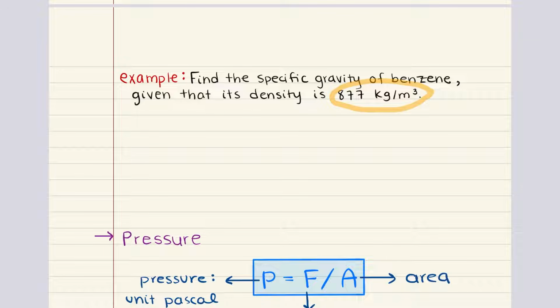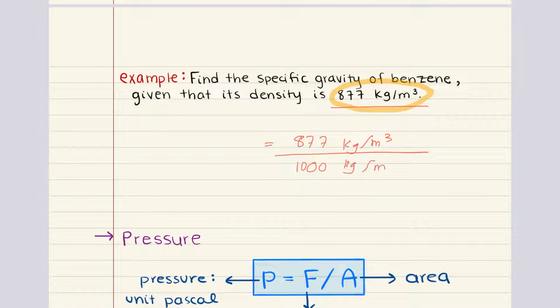meter. Now, the ratio of the density of benzene to the density of water, that's going to give us our specific gravity. We're given the density of benzene, it's equal to 877 kilograms per cubic meter. We want to divide this by the density of water, and specifically, we want to use the density of water that has the same units as the density of benzene, which is kilograms per cubic meter. And we want that so that the units cancel out. The density of water in kilograms per cubic meter is equal to 1,000.